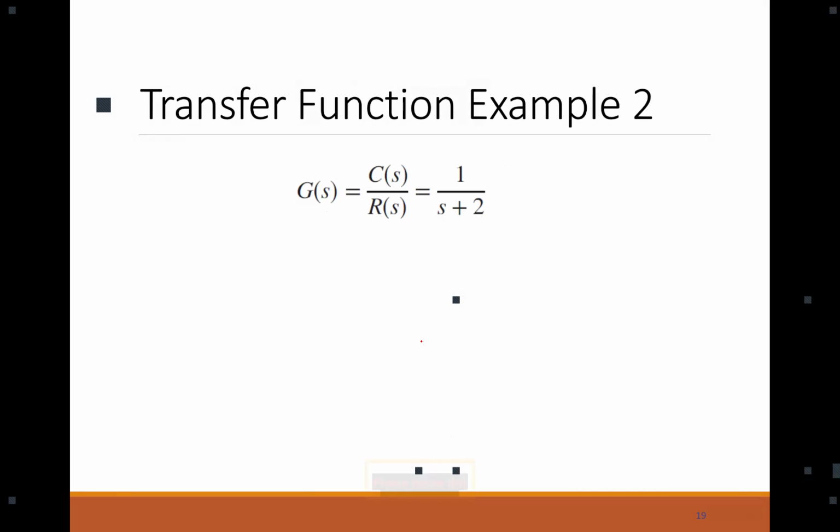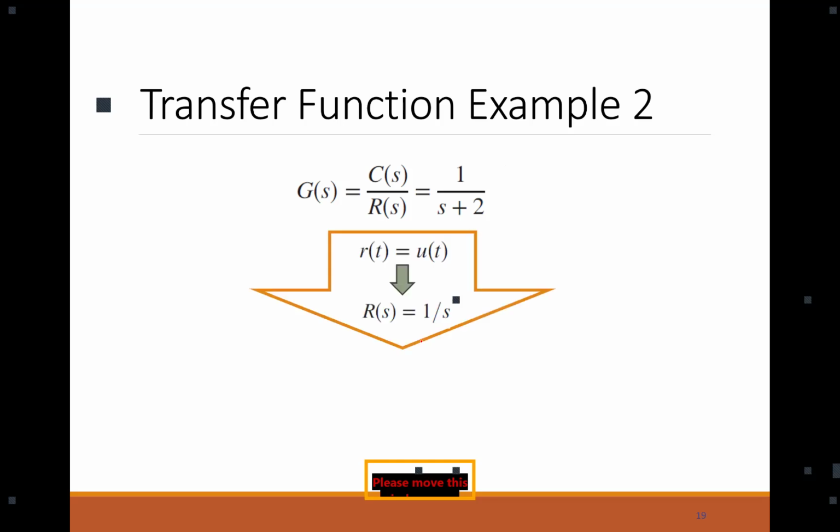Now let's try another one. Let's say we have the transfer function of a system. In this example, you are going to see why we actually developed the transfer function. We have a transfer function of the system, and we are going to define that r(t) as a step function. Basically, in the transfer function, that step function is multiplied by that delta zero. Now, we know that the Laplace transform of that step function is 1 over s.